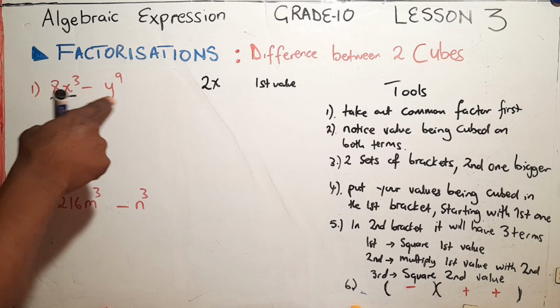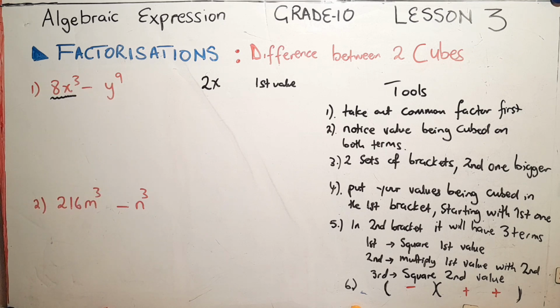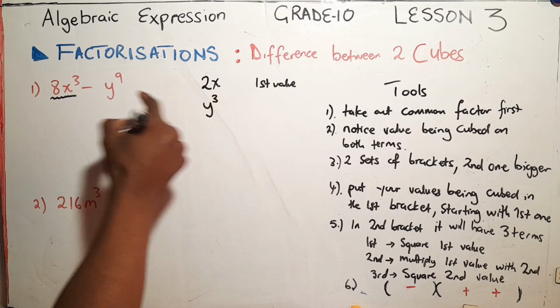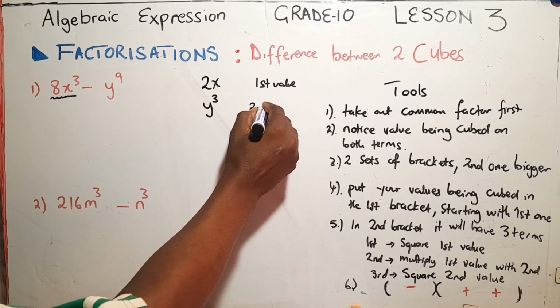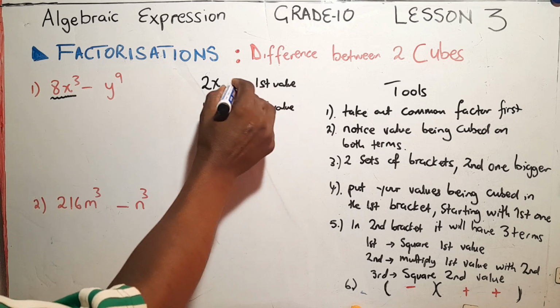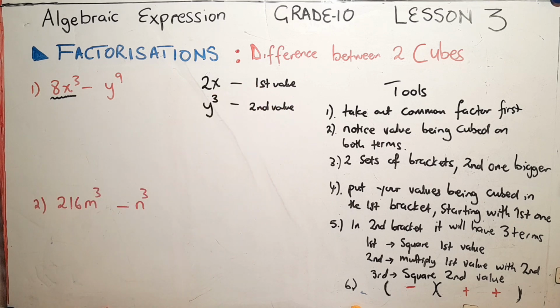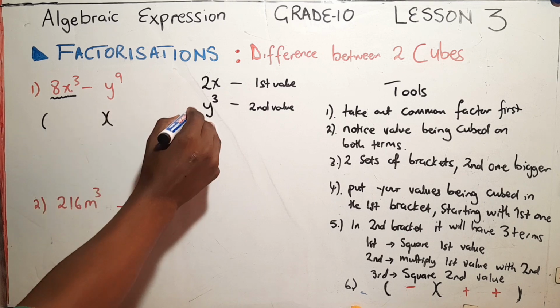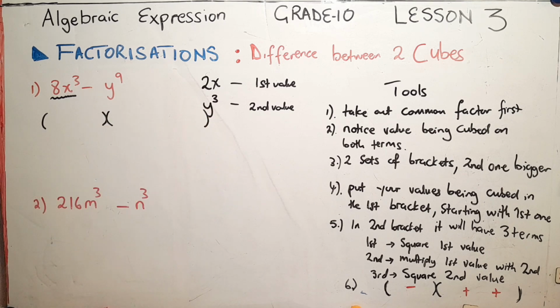And which values are multiplying 3 times to give us y to the power of 9? Then again, if we multiply y cubed 3 times, we are going to get that. So this is our second value. So now what do we do? Two sets of brackets, the one being smaller and the other one being bigger, like that.